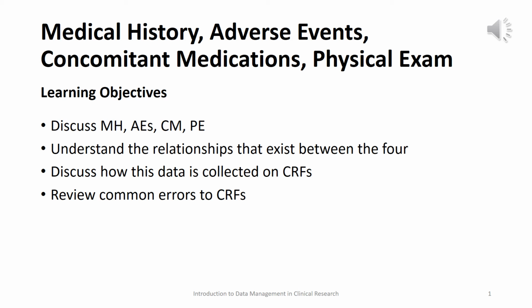So what we're going to do, our learning objectives, we're going to discuss these four, how they're similar, how they're different, what the relationship is between them. We're going to understand the relationships that exist between these four pages. We're also going to discuss how the data is collected on the case report forms, and we're going to review some of the common errors that we find on these case report forms.